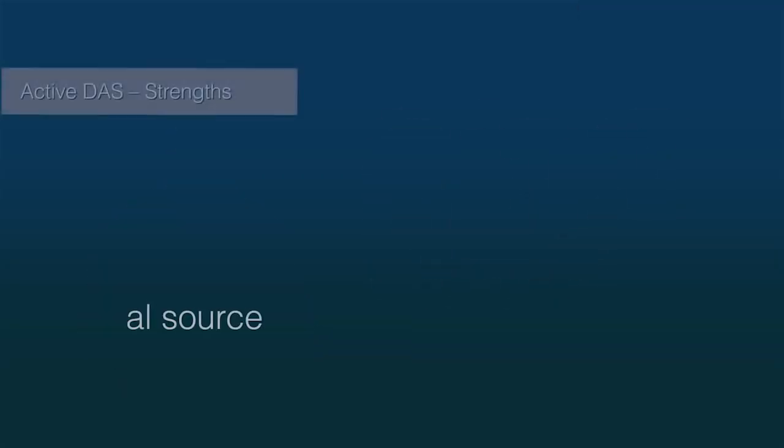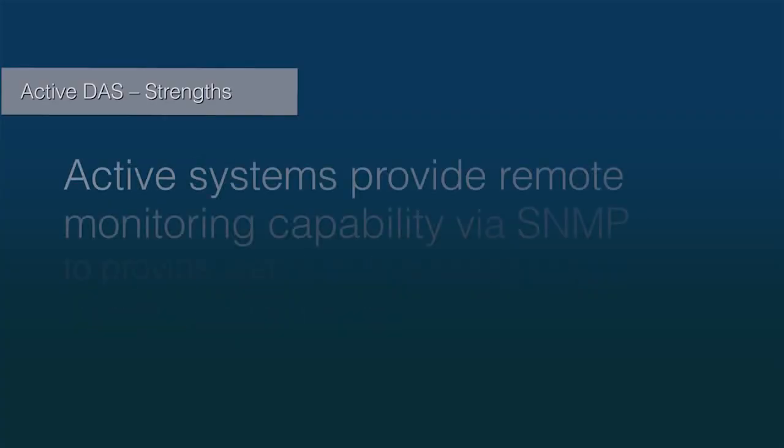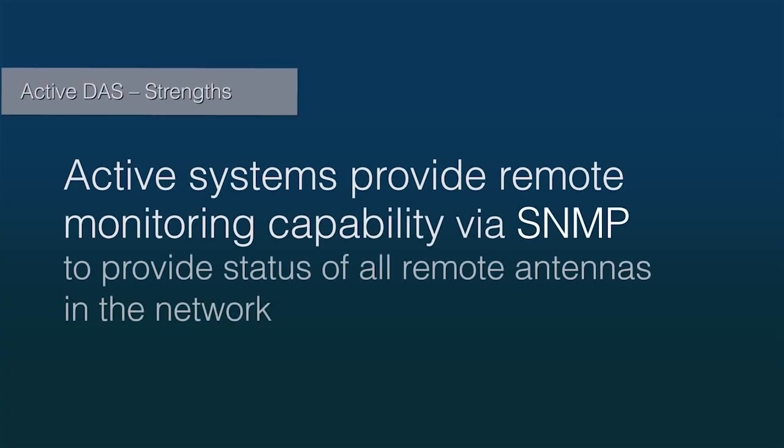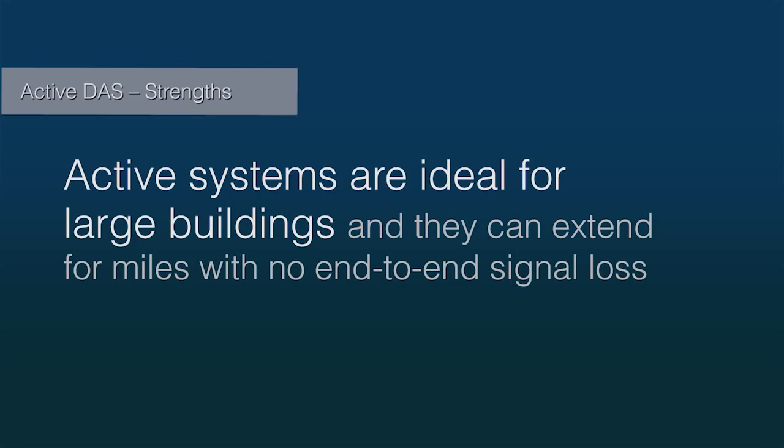On the strengths, active DAS delivers strong and consistent signals at every antenna point, no matter how far away they are from the signal source. Active systems provide remote monitoring capability via SNMP to provide status of all remote antennas in the network. Active systems are ideal for large buildings and they can extend for miles with no end-to-end signal loss.